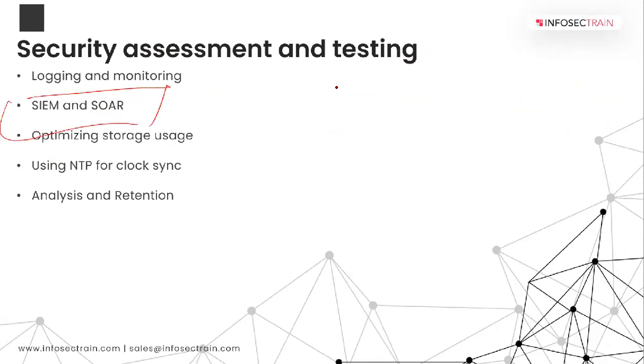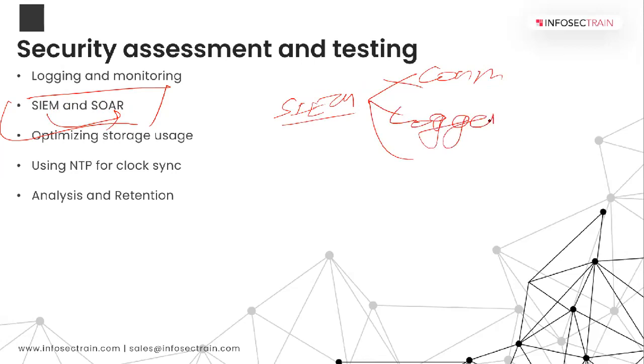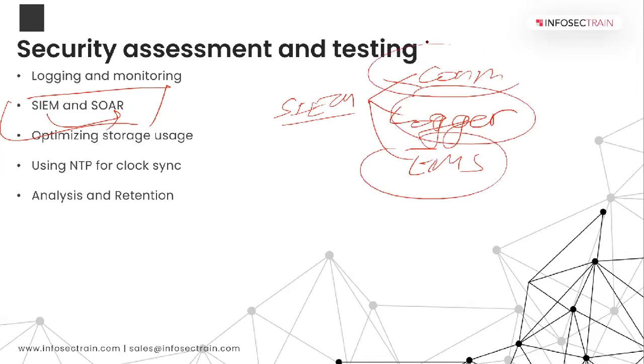Now I can use a SIEM or SOAR. What is a SIEM? Security incident and event management is SIEM. Your SOAR is security orchestration, automation, and response. SOAR is basically an improvement on SIEM. Your SIEM is typically made up of 3 components, which is a connector, a logger, and an enterprise management suite. And different products can call these things differently.